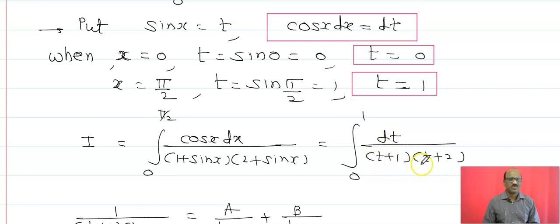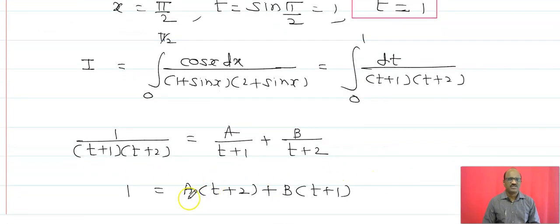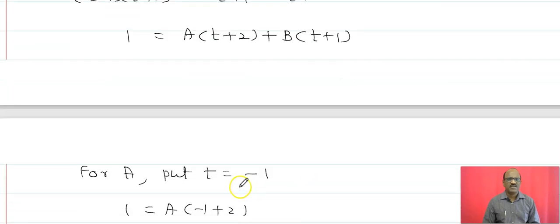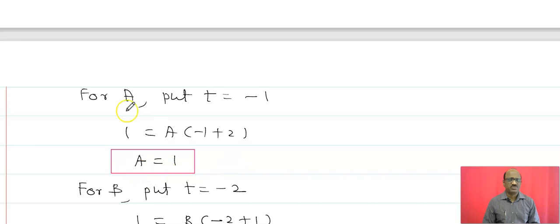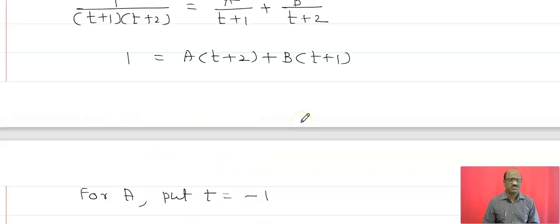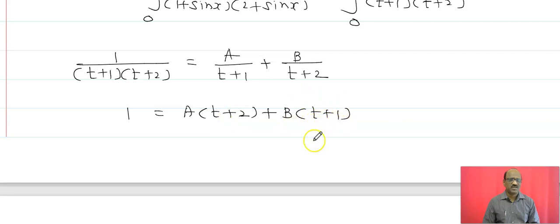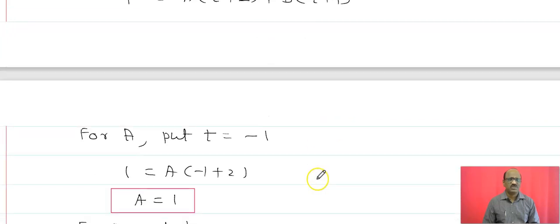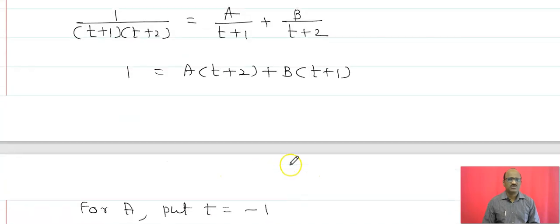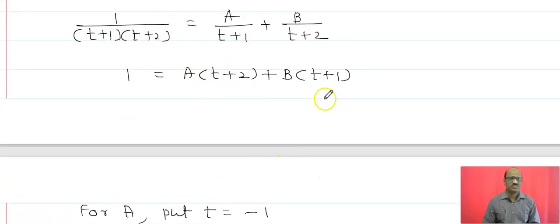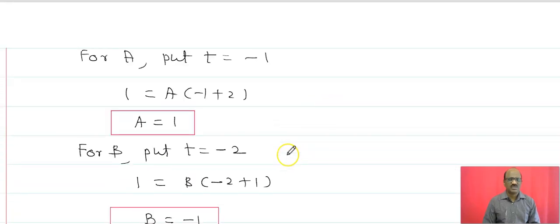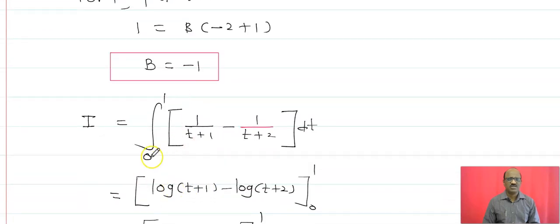Therefore, the integral of dt upon (t plus 1) into (t plus 2). By partial fraction, you will get A upon t plus 1 plus B upon t plus 2. Cross multiply and find out the values of A and B. For A, put t is equal to minus 1. If you substitute t is equal to minus 1, the B term will be 0, therefore A is equal to 1. Put t is equal to minus 2. If you substitute t is equal to minus 2, the A term will become 0, and this is minus B. Minus B is equal to 1, therefore B is equal to minus 1. In this way, I is equal to the integral from 0 to 1 of (1 upon t plus 1 minus 1 upon t plus 2) dt.